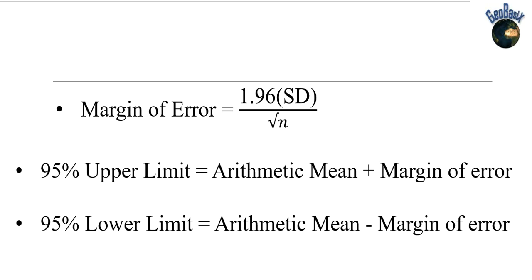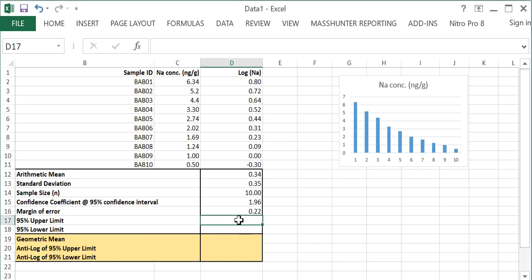95% upper limit is equal to the arithmetic mean plus the margin of error. 95% lower limit is the arithmetic mean minus the margin of error. So I have the arithmetic mean plus margin of error, and then arithmetic mean minus margin of error. Good.